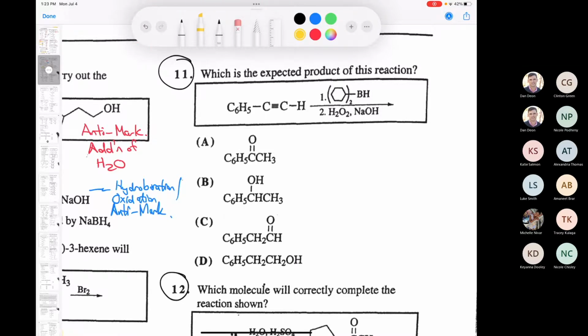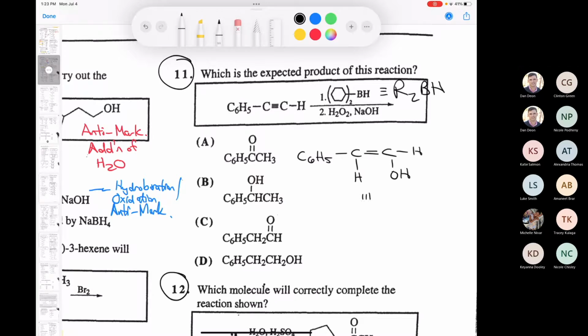The first step is a hindered borane, so this is the same thing as using R2BH, followed by peroxides and sodium hydroxide. We have a terminal alkyne, so what we're going to get is the anti-Markovnikov addition of water. We're going to end up with C6H5, a carbon with a double bond, a hydrogen and our hydroxyl here, right? So anti-Markovnikov addition of water.